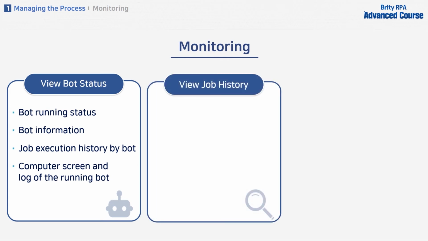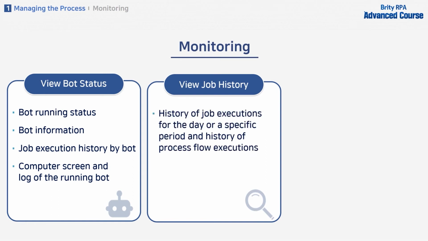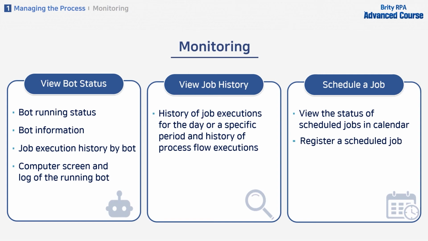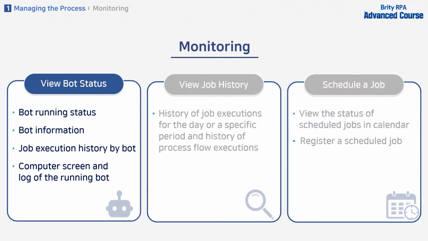Second, you can view the job history. In other words, you can check the job or process flow execution history for the day or a specific period. Finally, you can schedule a job. You can search the status of scheduled jobs in calendar form and register new scheduled jobs. First, let's look at the functions related to bot status view.